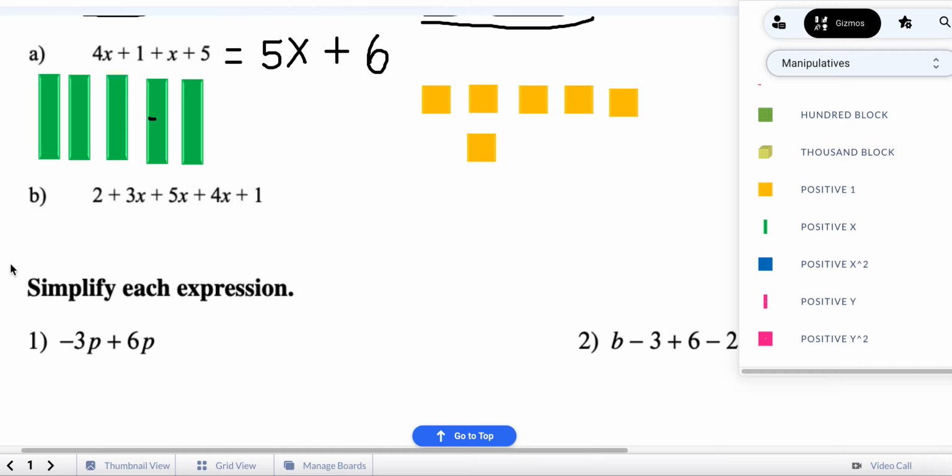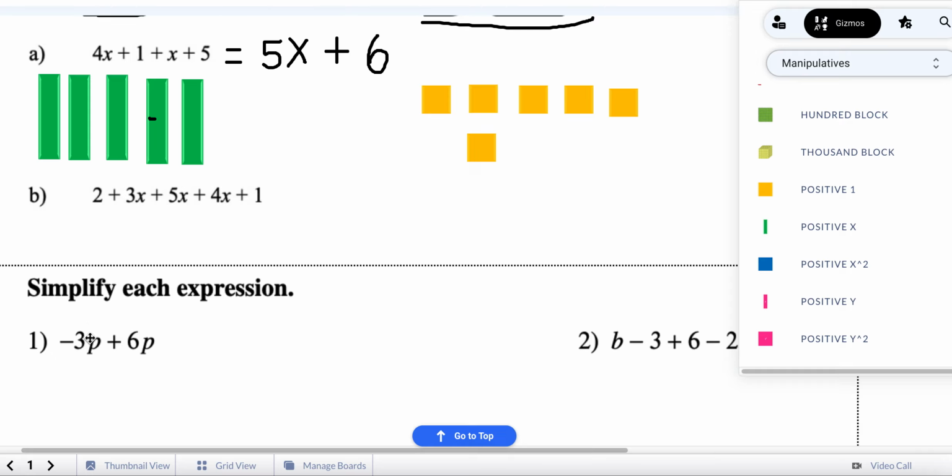So let's start, and it says negative 3p plus 6p. Now I'm going to start with negative 3p. Remember, it doesn't matter what the variable is. We're going to use the x for the algebra tiles, but in this case I'm not going to use the green x because that's positive x, sorry.